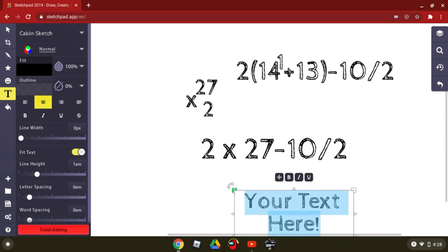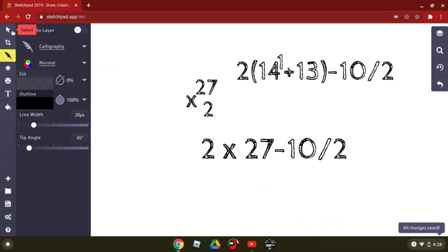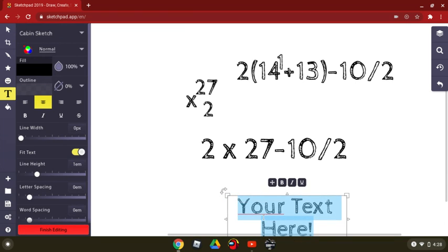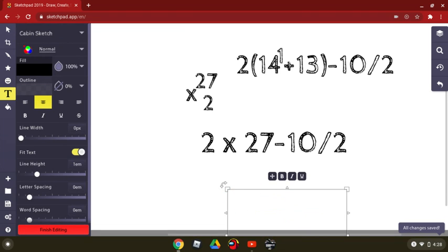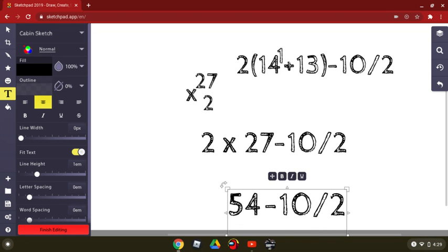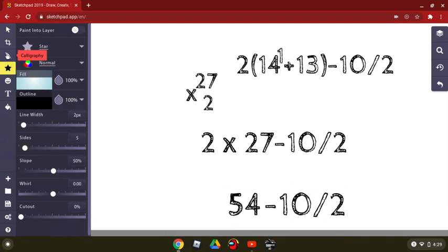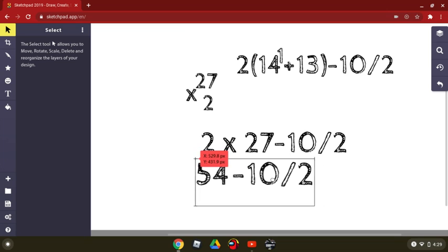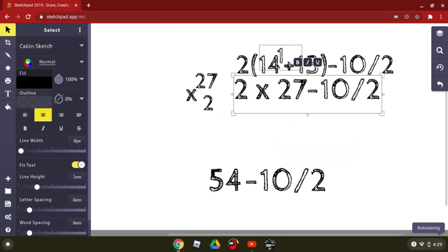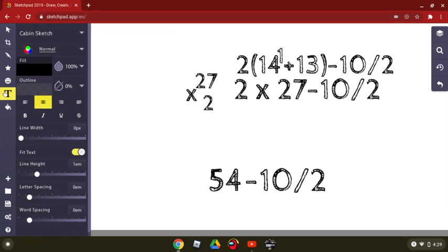Now that you've solved that part of the problem, let's move this. You saw that. You should get 54 minus 10 divided by 2. All right, that should be your little expression now, or your little thing you have to solve. And let's just move these out of the way because our main focus right now is this right here. All right, let's go back to the text thing.